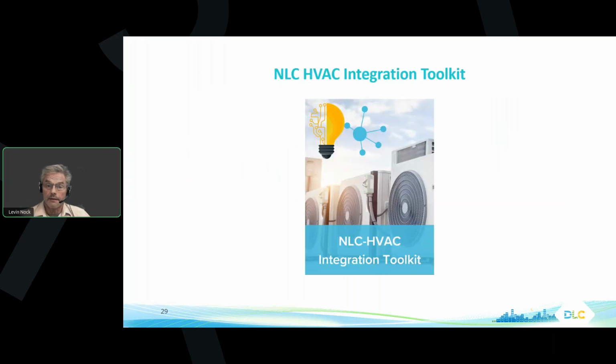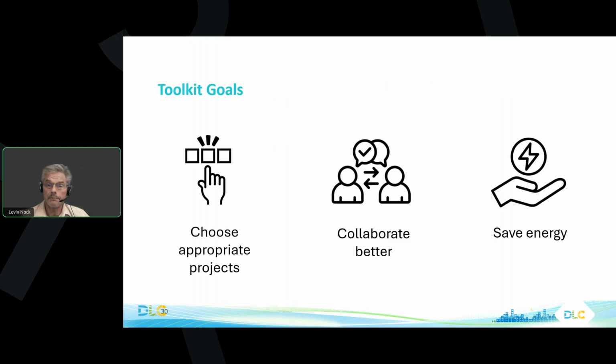While I'm discussing HVAC integration, I wanted to include a brief mention of the NLC HVAC integration toolkit that DLC developed last year. It's mainly designed for large integration projects with building automation systems, but some of the information is also helpful for smaller projects with thermostats. The collection of documents can be freely downloaded at the designlights.org webpage for lighting HVAC integration. The toolkit will help decision makers choose appropriate projects for integration that are likely to save energy at a reasonable price. They will help everyone on an integration project work together more effectively to create successful projects that save energy.